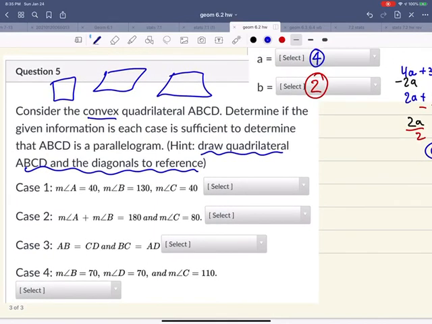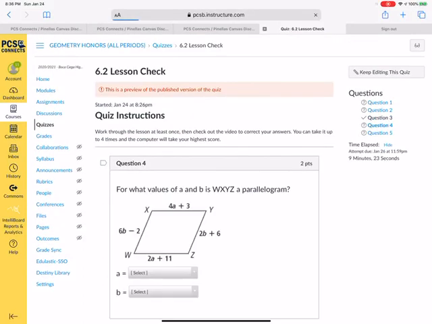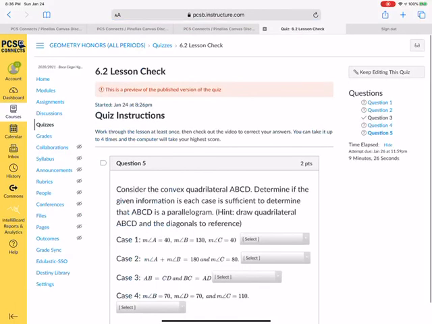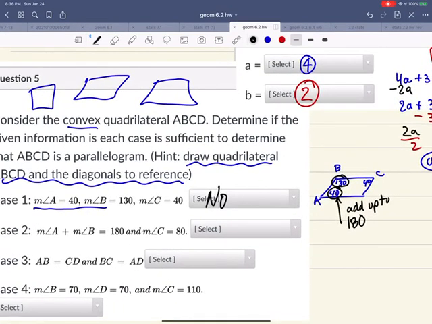Okay. So here, case 1, if it was, the little angle's 40, the big angle's 130, and the other little angle's 40. Now my challenge right off the bat, just like we said two questions ago, is these are supposed to add up to 180, right? And they don't. So I'm going to say no. And again, I'm not sure what my choices are exactly. Let's see. Go to the next question. It says, oh, just yes or no. Okay. So I'm going to say no. And the reason, though, is that they add up to 170. So 170 is not 180.